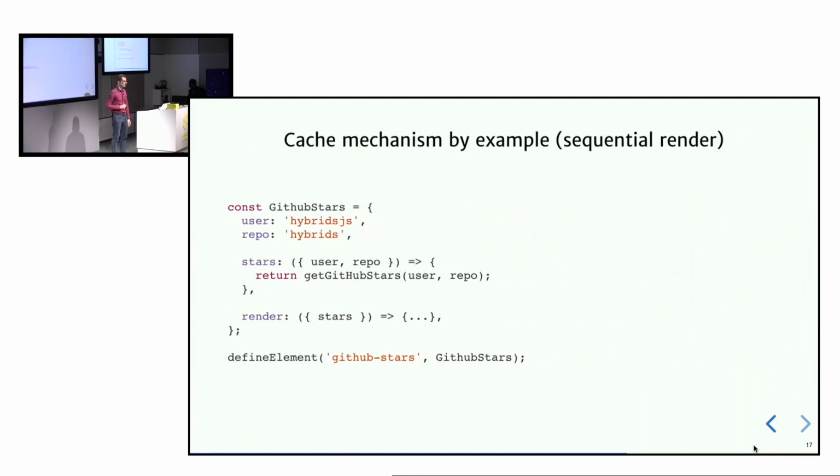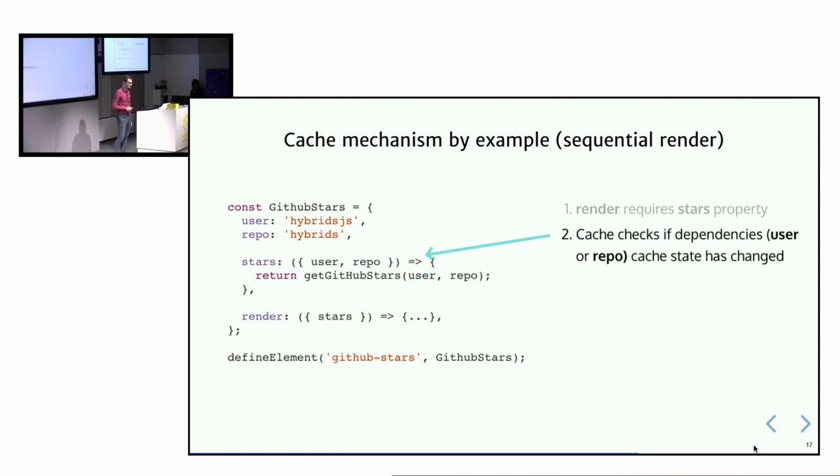But what happens in sequential render is more important now. So even though it would not be called if user and repo doesn't change, the slide said that there is another dependency that requires render. So render requires, of course, the stars property again. But what happens next is different.